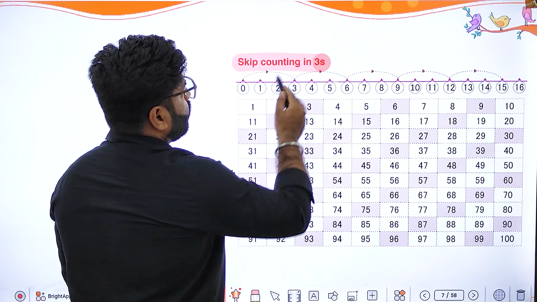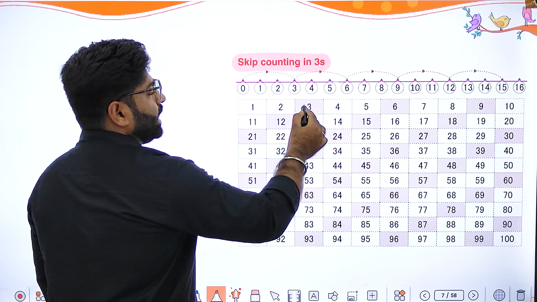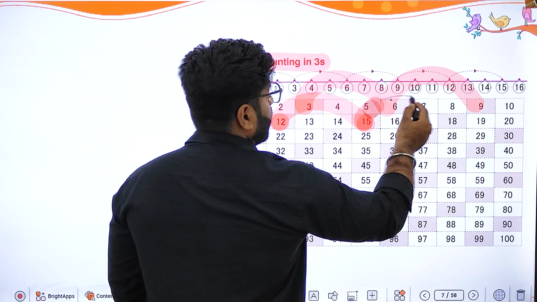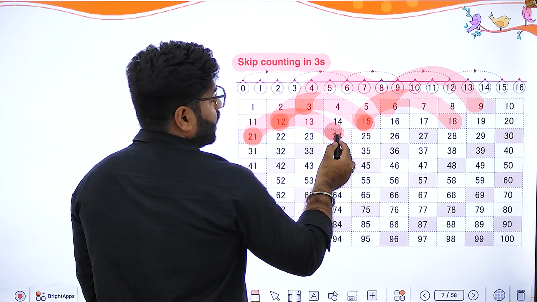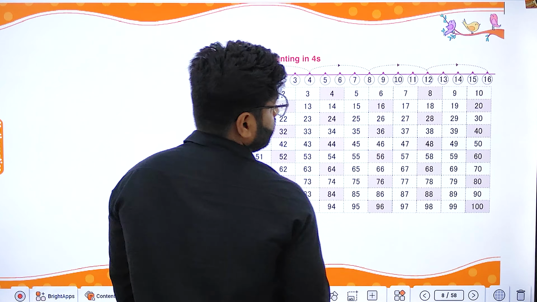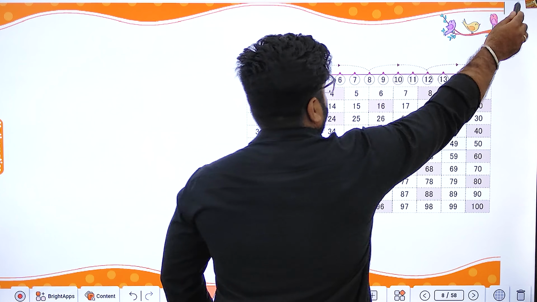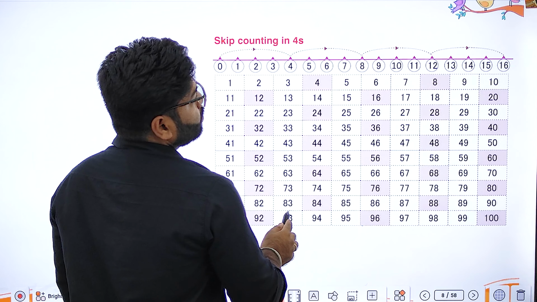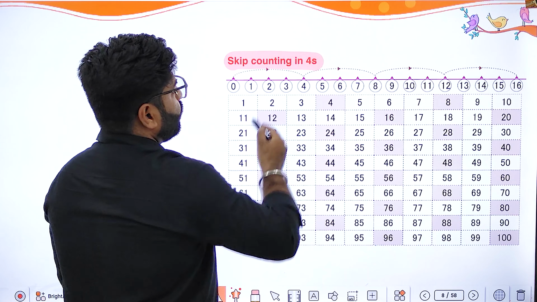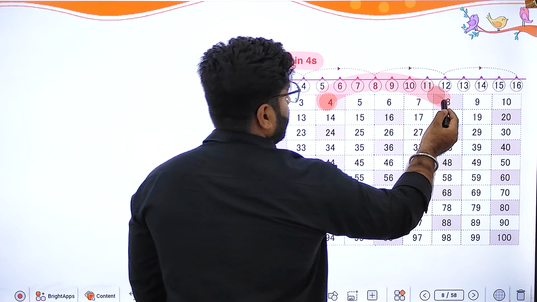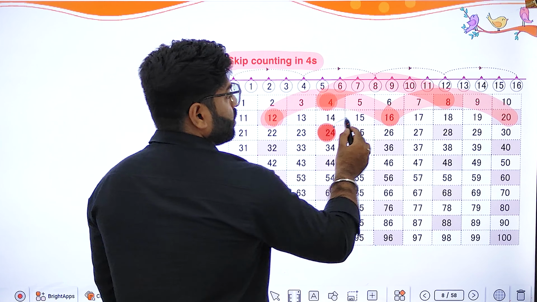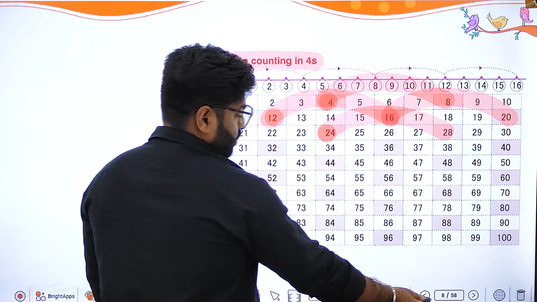Here we are having skip counting in 3. So we have to jump 3 each time. It's like 3, 6, 9, then 12, then 15, then 18, then 21, then 24, then 27. Next is skip counting in 4. So here we are having 4, then 8, then 12, then 16, then 20, then 24, then 28, just like this. Now move to our next part.